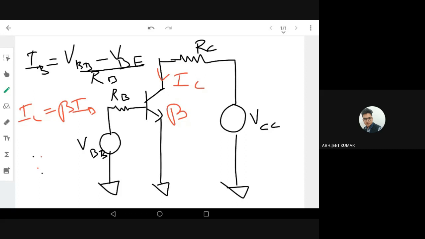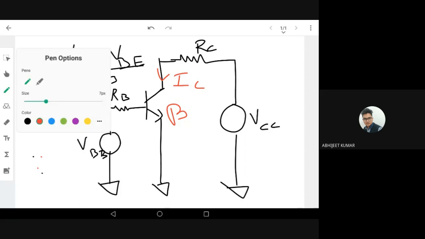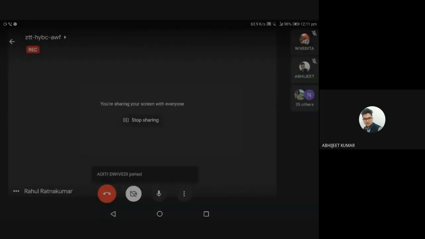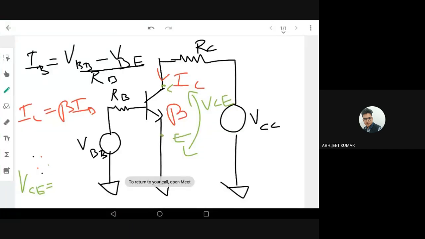Now what output voltage are we concerned about? That is VCE, the collector emitter voltage, between collector and emitter. We discussed that yesterday. So how do we calculate VCE? By Kirchhoff's law, VCE is VCC, the voltage driving the collector current, minus the drop across RC, that is IC times RC. So we got the VCE and IC. These are the operating points of the transistor.